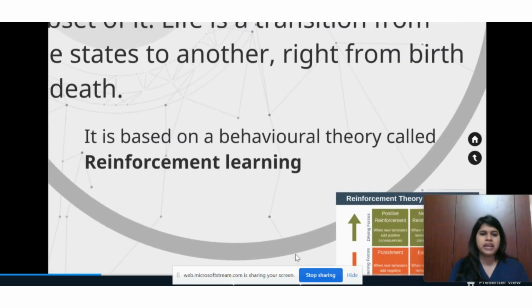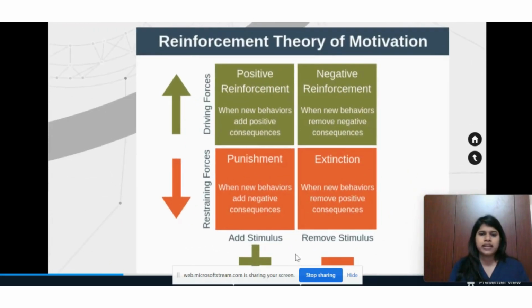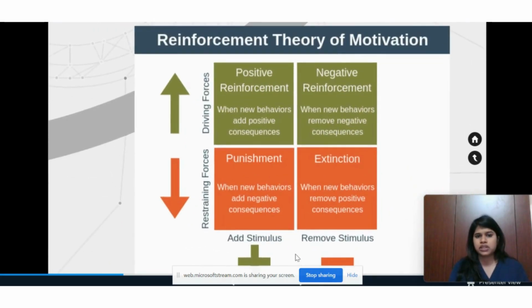It is based on the behavioral theory called reinforcement theory. So what does the reinforcement theory of motivation say? It has four types of reinforcement for every action a human does. So, what are the four types? One is positive reinforcement. Positive reinforcement, as in, for doing a work, you get a positive reward. For example, you write an exam and you get positive marks or a high grade. So that's positive reinforcement.